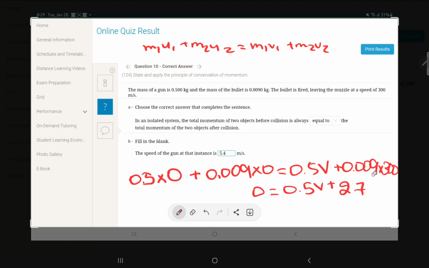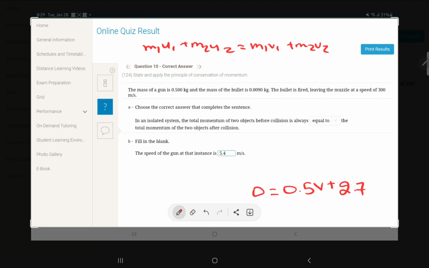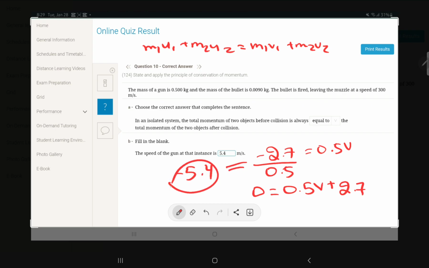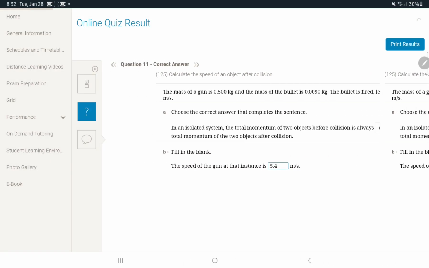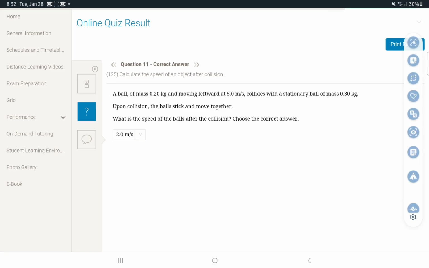So this is basically just recognizing that in a system there are two scenarios: scenario 1 where nothing is moving, everything is stationary in the beginning, and scenario 2 where things start moving. So now you can move 2.7 to the other side, so negative 2.7 is equal to 0.5v. Negative 2.7 divided by 0.5, and you will get negative 5.4. They asked for the speed and not the velocity, so the answer will be positive. And this is just the definition: the total momentum of the objects before collision is always equal to the total momentum after collision. It's always the same.